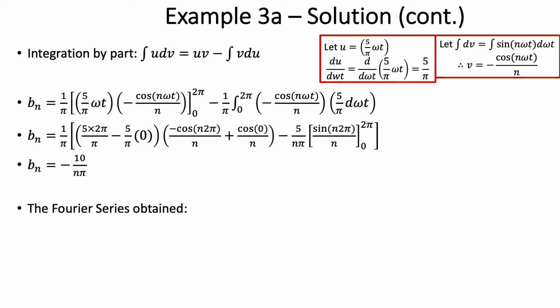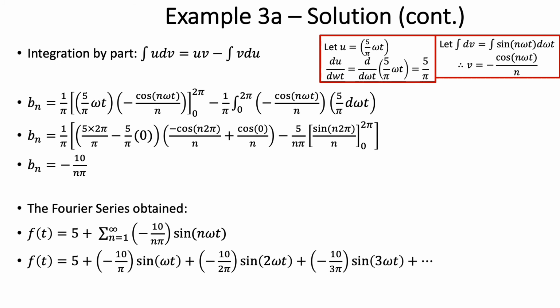The Fourier series obtained will be f(t) equal 5 plus summation of n equal to 1 to infinity of minus 10 over n pi sine n omega t, where we have our DC term calculated before the time shifting. If we expand the equation, our Fourier series will be as shown in the last equation.